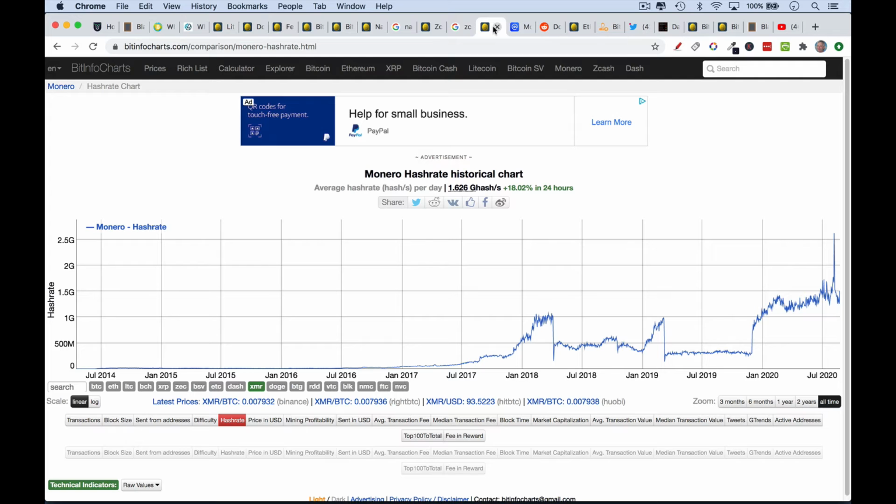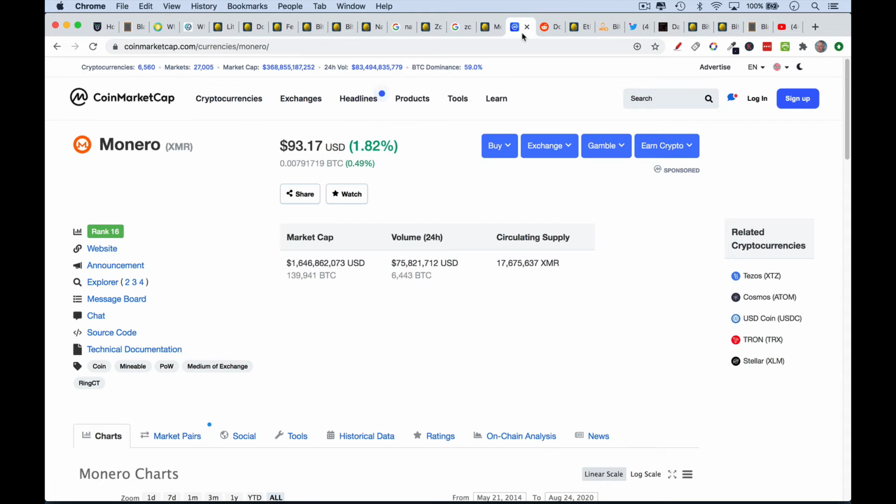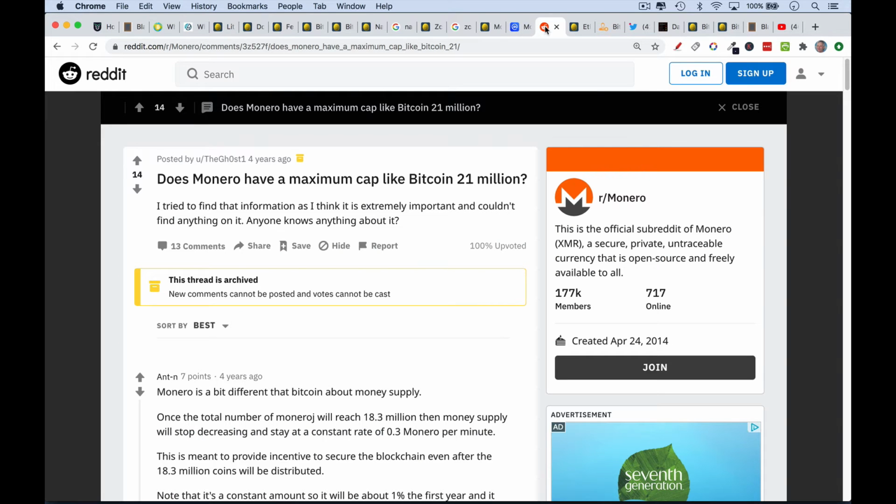So hash rate looks good on Monero. Market cap looks decent. But the fact that they're going to keep printing coins is a concern. I've also heard with Monero that because it's a private coin, it can be a little difficult to verify the supply. So that's another problem that needs to be looked into, which I may do at some point.